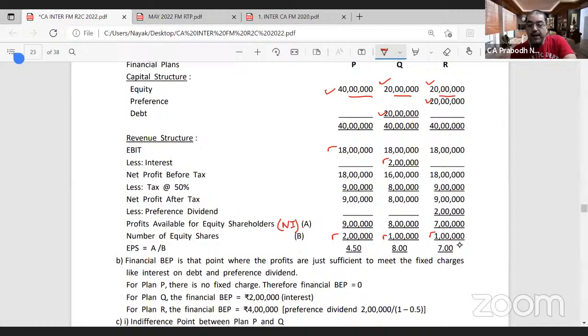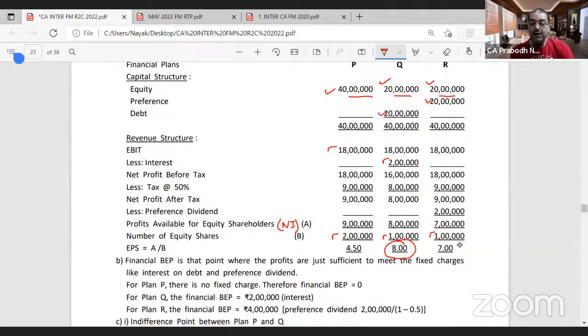So EPS: 9 lakhs divided by 2 lakhs is 4.5. 8 lakhs divided by 1 lakh is 8. 7 lakhs divided by 1 lakh is 7. Which is giving me the highest EPS? The highest EPS is 8. So which plan is to be selected? This plan.